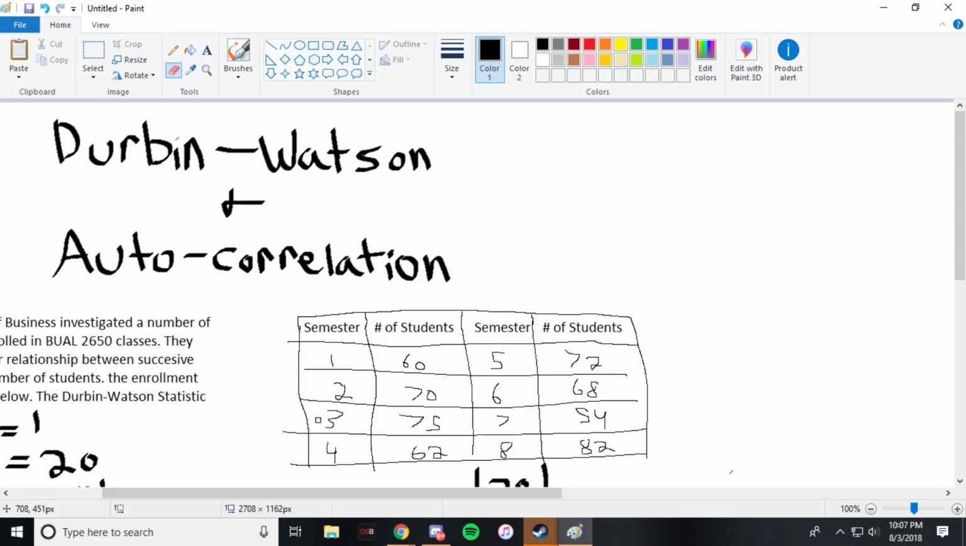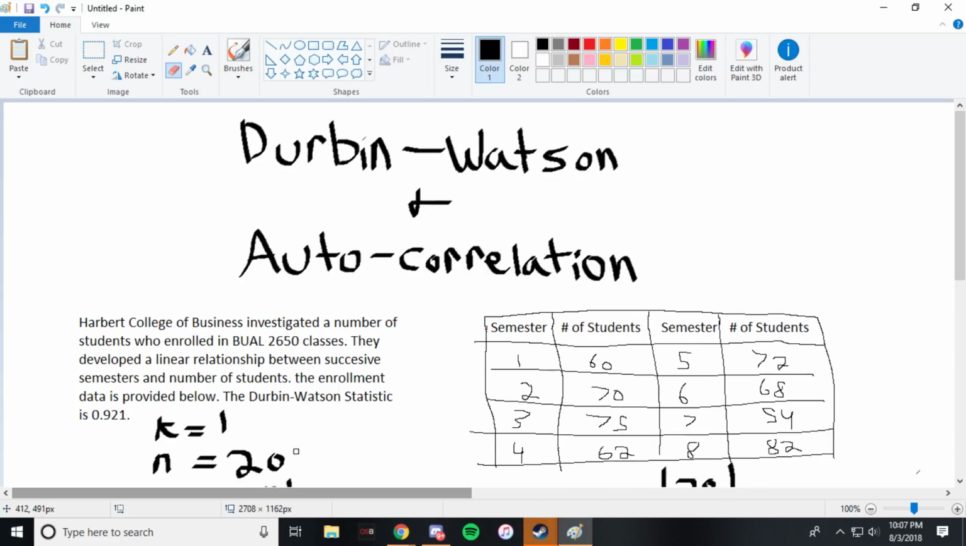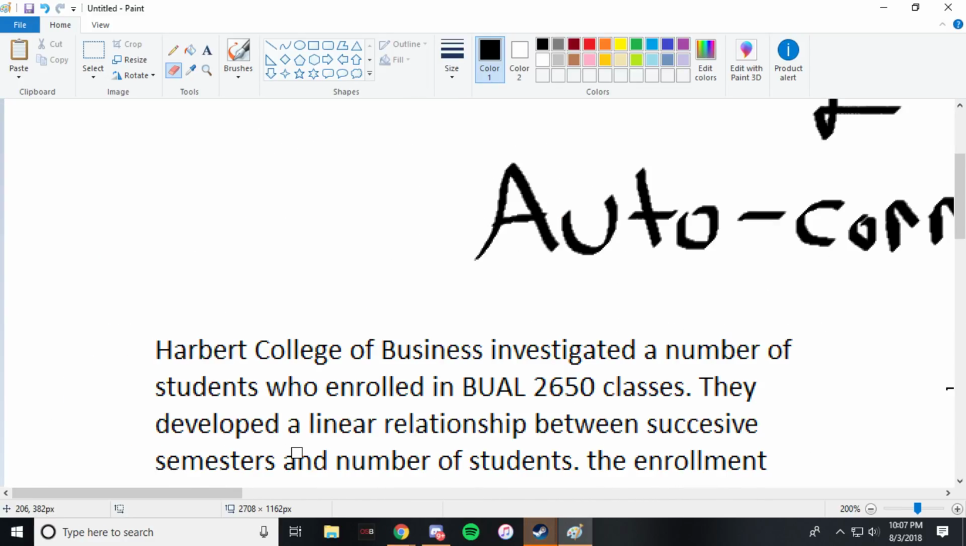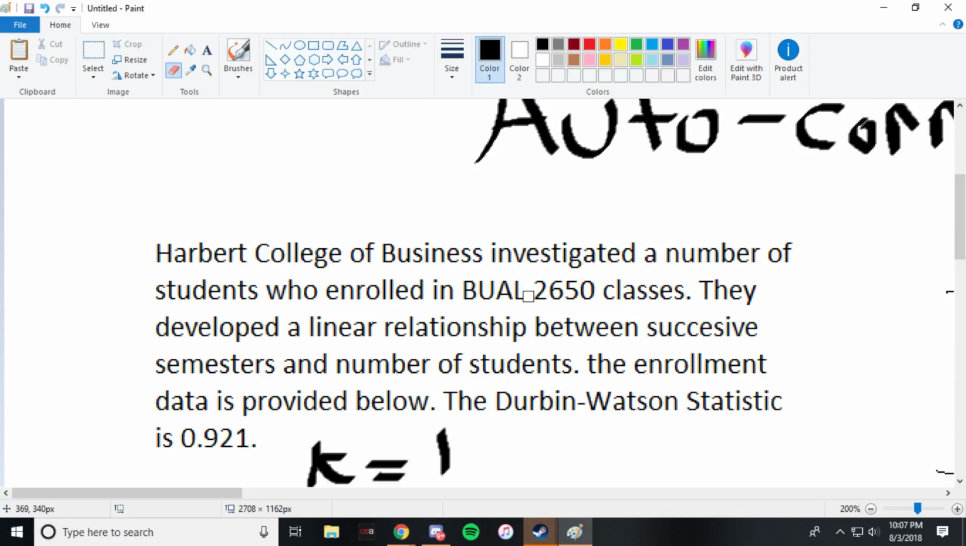Let's look at our example problem down here. It says Harvard College of Business investigated a number of students who enrolled in Business Analytics 2650 classes. They developed a linear relationship between successive semesters and number of students. The enrollment data is provided below, and the Durbin-Watson statistic is 0.921.